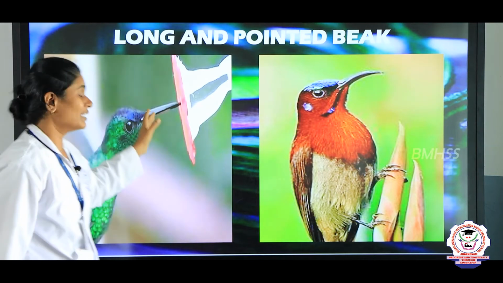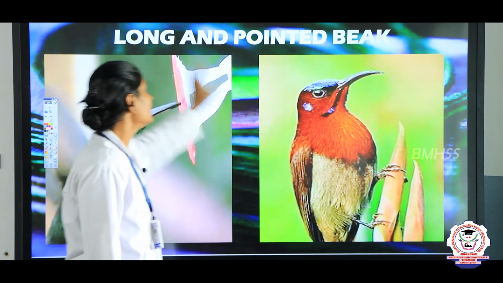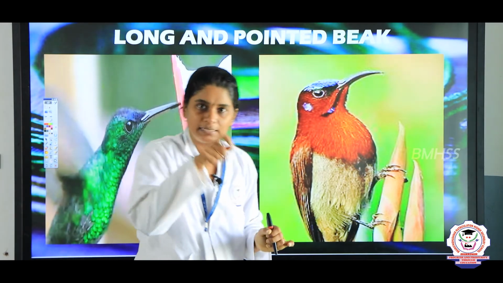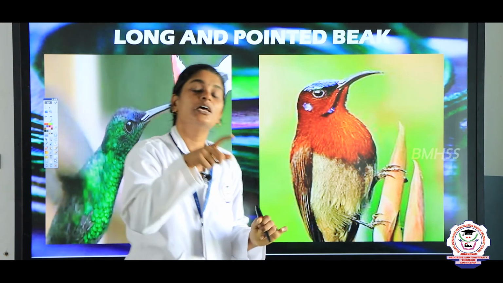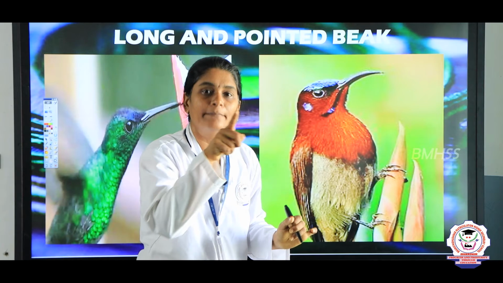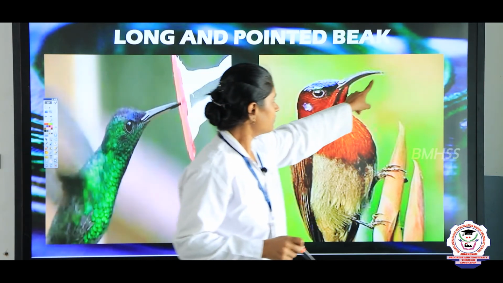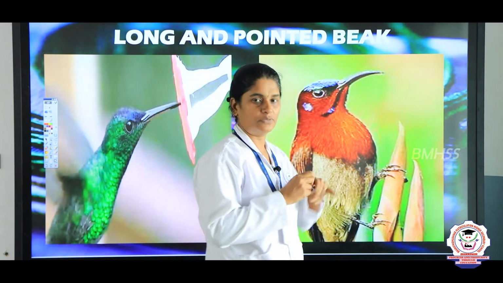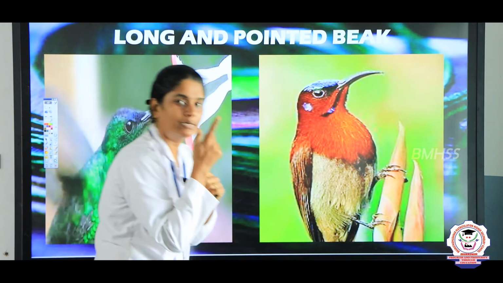So you can see hummingbird and sunbird. This hummingbird and sunbird, they have a long and pointed beak. Why? Because to take the nectar from the flowers, to take the honey from the flowers, they have a very long and pointed beak. So you can see the hummingbird, right? It has a very pointed and long beak. The beak will not be very short, it will be very long, like a long needle, right?